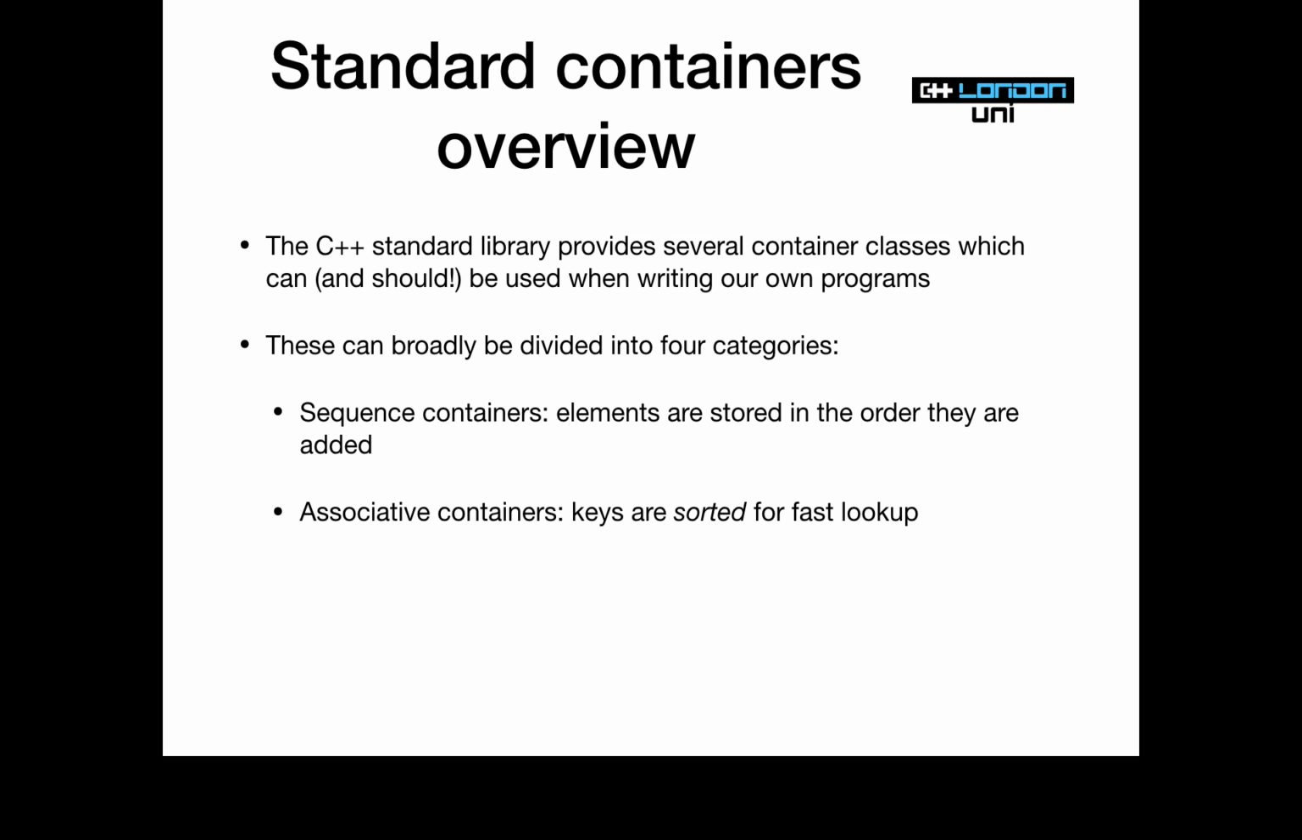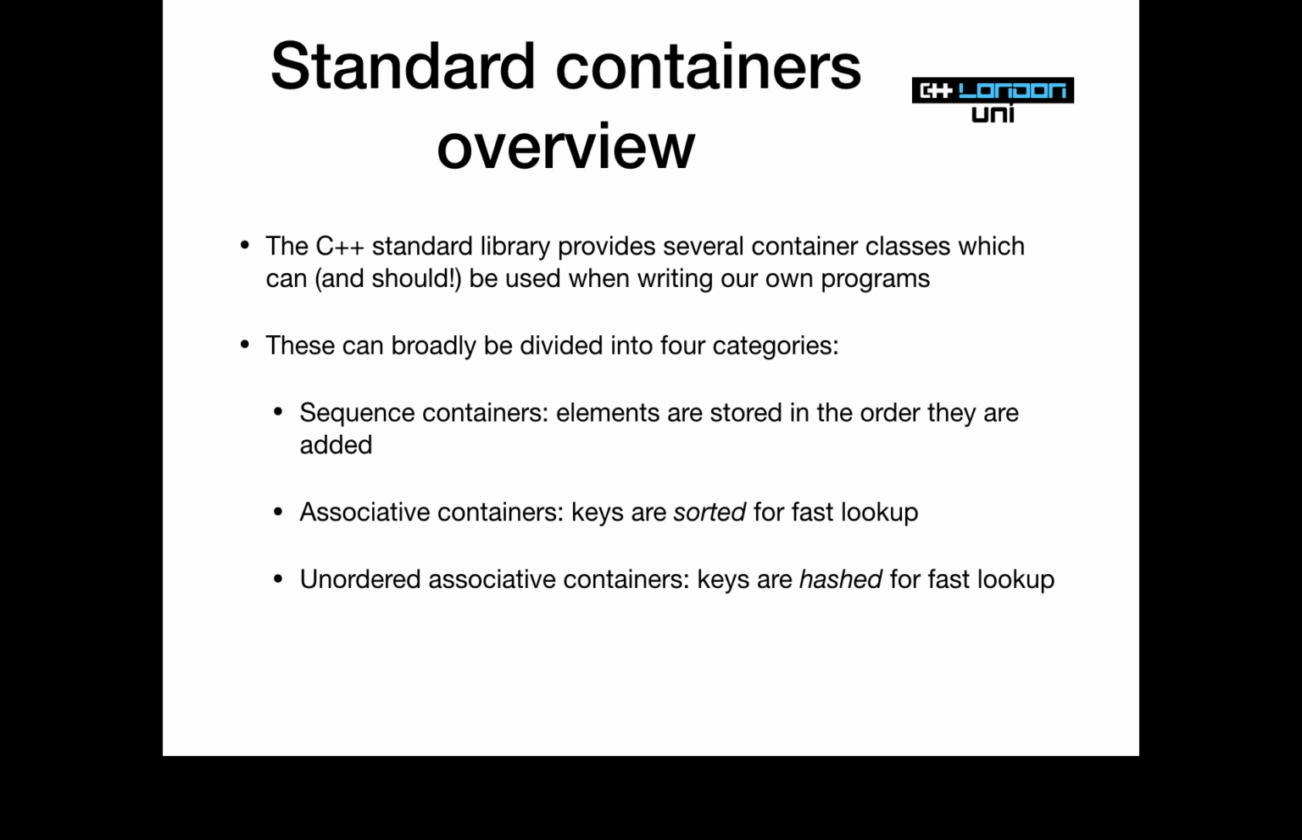Then we have associative containers. These are containers which contain their elements in a sorted order. If the elements are sorted, then we can very quickly do fast lookup. We can find a particular element quickly.